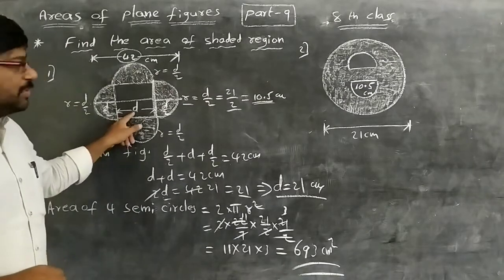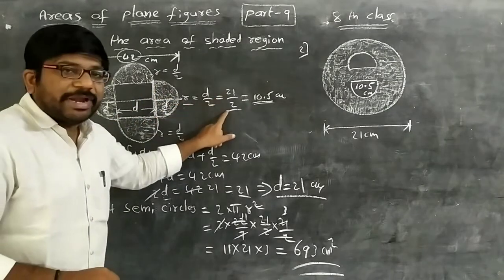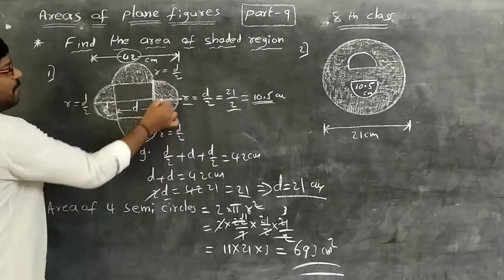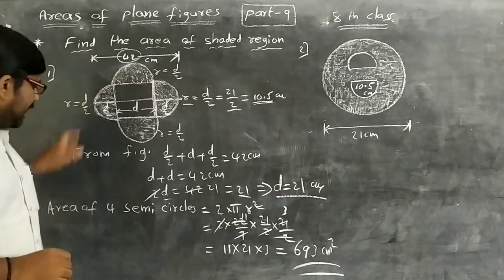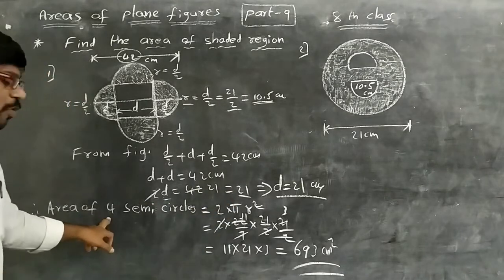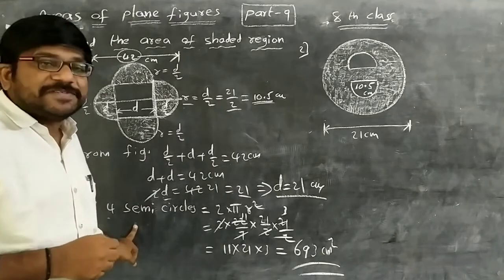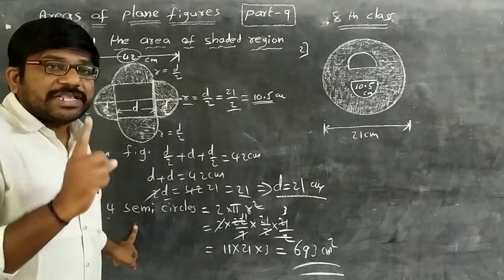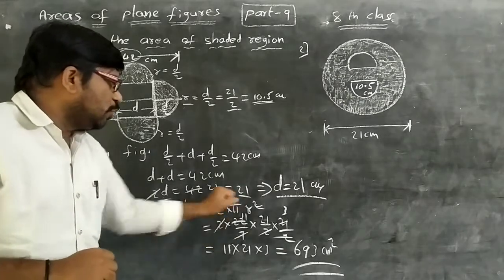So we know the D value. Then what is the radius of this semicircle? R is equal to D by 2, that is 21 by 2, which is equal to 10.5. Now we have to find the area of the 4 shaded regions. The area of 4 semicircles is equal to 2 pi r square. 4 semicircles make 2 circles. Semi means half circle. Half circle plus half circle means 2 semicircles, 1 circle. So 4 semicircles make 2 circles, 2 into pi r square.